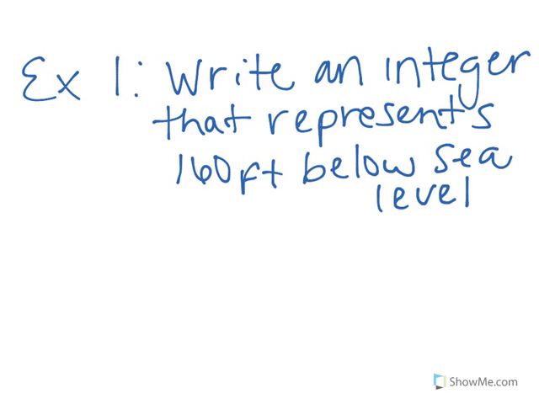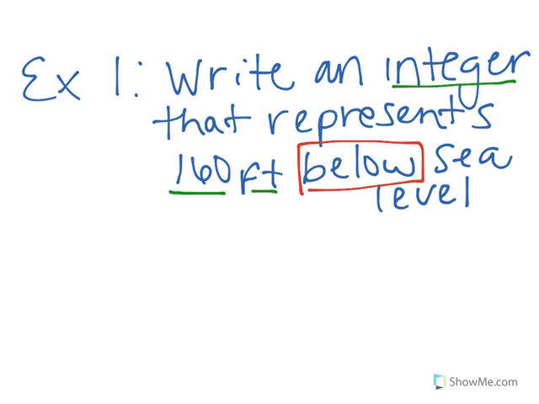So my first example says write an integer. Again, think of integer as a negative or positive whole number. Write an integer that represents 160 feet below 0. Because this is a sentence, I'm going to underline the most important terms in the sentence. First I need to write an integer, so that's a negative or positive whole number, and I need to represent 160 feet, and I really want to highlight the word below.